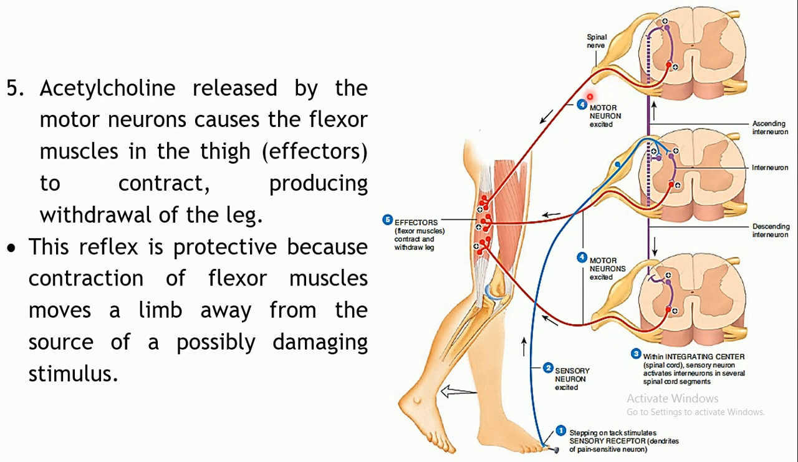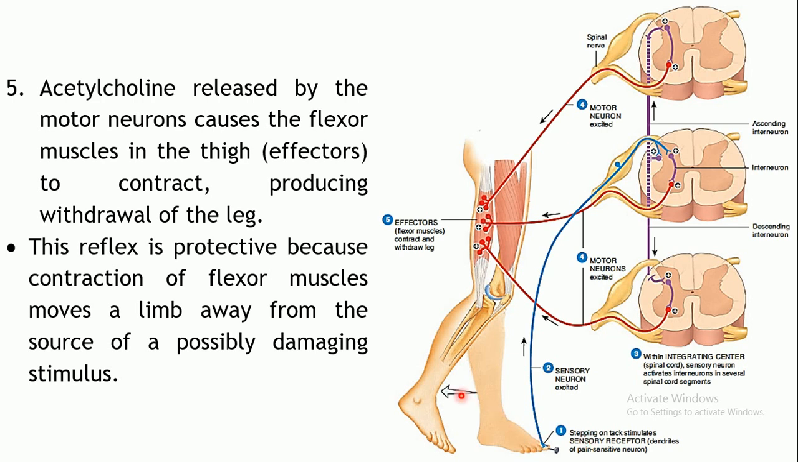So there are three motor neurons which are stimulated over here: from this segment, this one and this one. But where are they supplying to? To the flexor muscle in the thigh. So that's your effector now. So what will happen? These flexor muscles will contract in order to withdraw your leg from here.